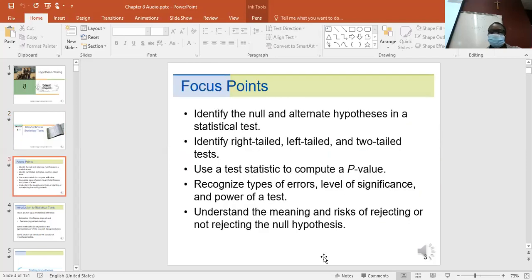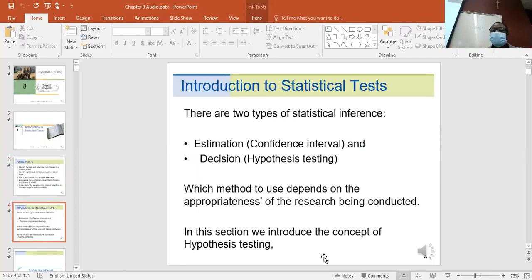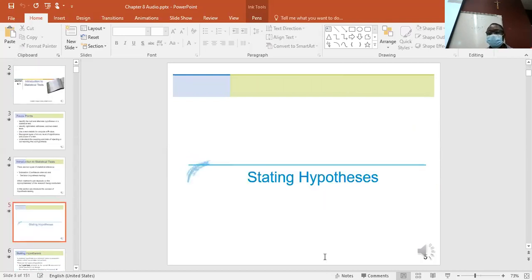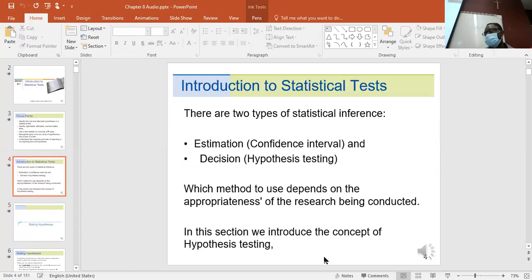Another type of inferential statistic is decision making or hypothesis testing. Here we are given information about a parameter, and we want to decide whether that information is valid or not by testing using a sample. So we call it hypothesis testing. A statement about a parameter is made.